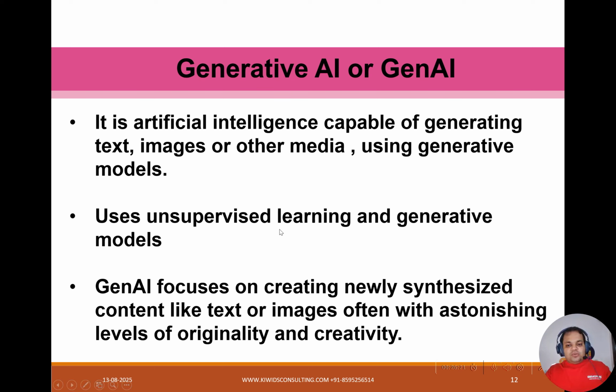So it uses unsupervised learning and generative models. Gen AI focuses on creating newly synthesized content like text, images with astonishing levels of originality and creativity. As I told, I recently saw a video where there was a bungee jump in the backyard of a ground park, and an elephant kid was basically jumping on it. So that's not really reality. It's just an image processed through inputs.